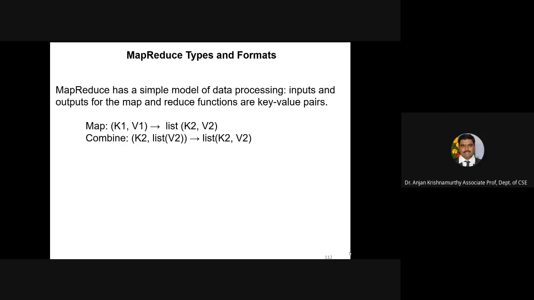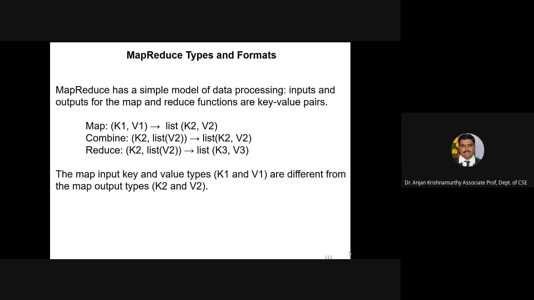The combine function uses this list of key-value pairs associated with a particular key and reduces it into a single key and a single value. The reduce can alternatively, instead of combine, also produce K3 and V3, changing the key as well as the value associated with that key. The map input key and value types are different from the map output types. This is something that you should note, right? The output type and the input key values are different.